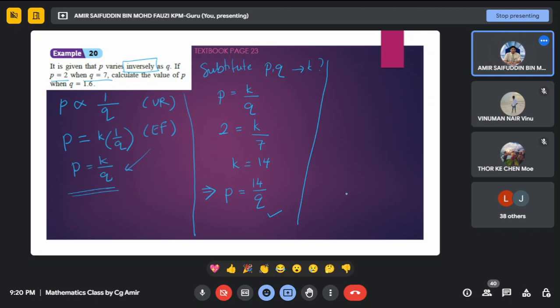Last step. Wah, saya ingat. Okay. Masih lagi. Not straight line lah.